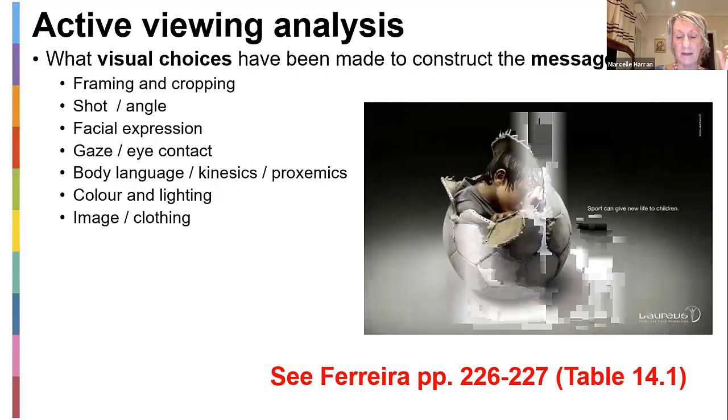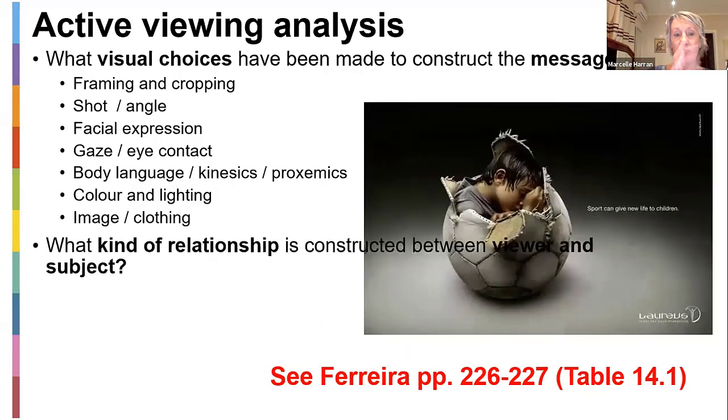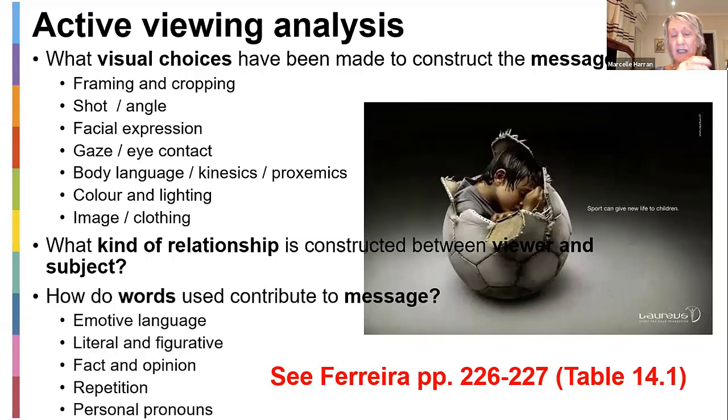The second thing is that you look at the kind of relationship. What relationship is construed between the viewer and the subject? When I look at this, what do I think? What is the relationship I'm feeling with this? Am I understanding it? What kind of message am I getting through? And the final thing is to look at the words. So it's the visual, the relationships, and the words being used in the message. Those are different kinds of language that they will use.